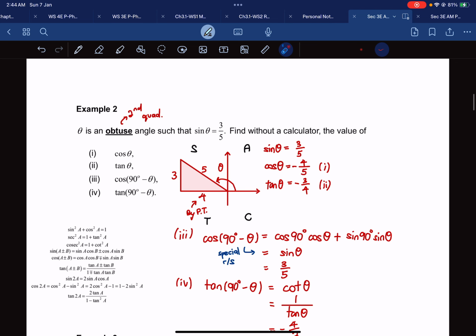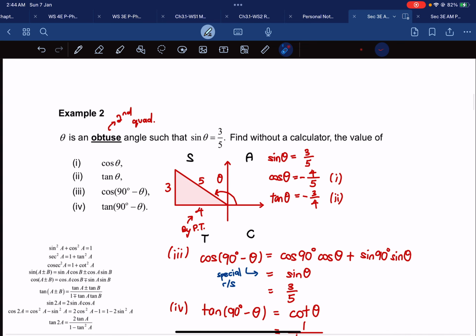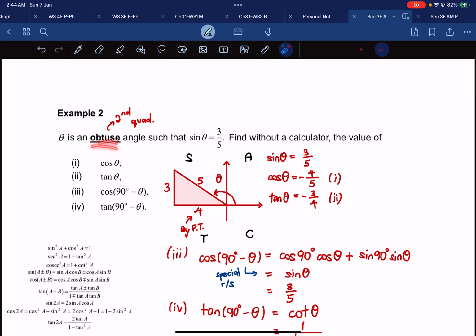This is a very common kind of question. Given that, let's say I have an obtuse or acute angle, so once you know that theta is acute or obtuse, you first identify the quadrant. Then after that, make use of what is given in the question. Let's say sine theta equals 3 over 5. In this question, it is the second quadrant, we go by ASTC. Second quadrant, only sine is positive. So therefore, sine theta is 3 over 5.